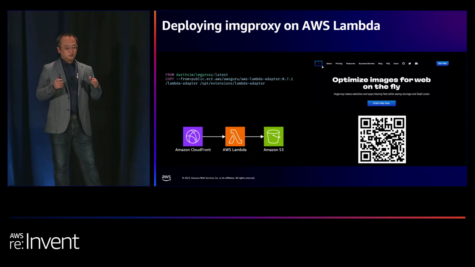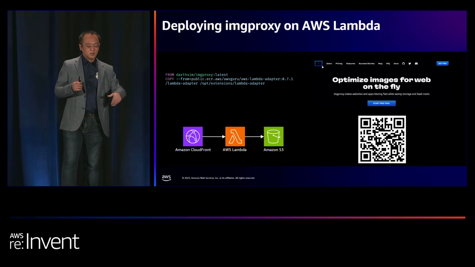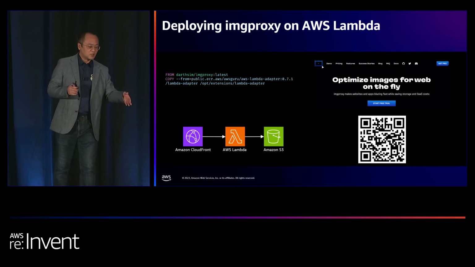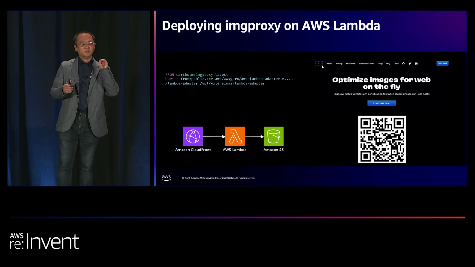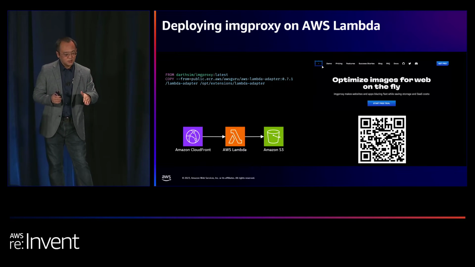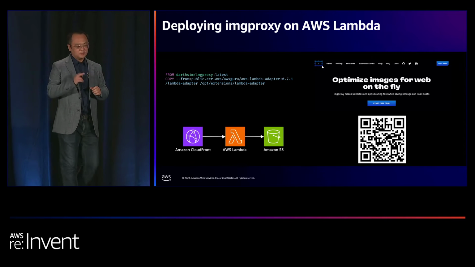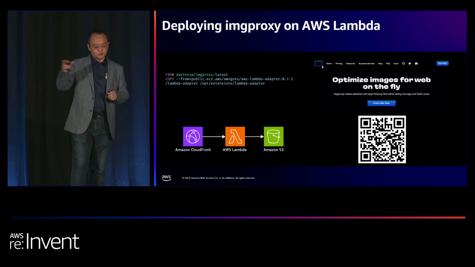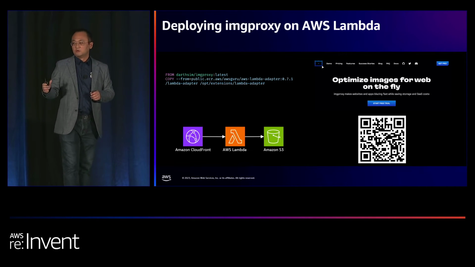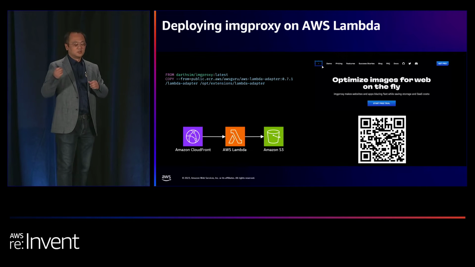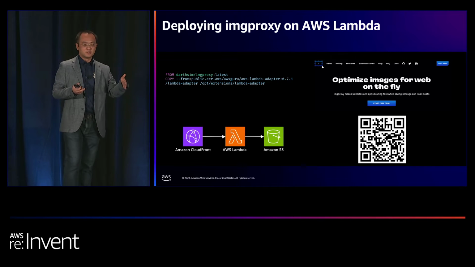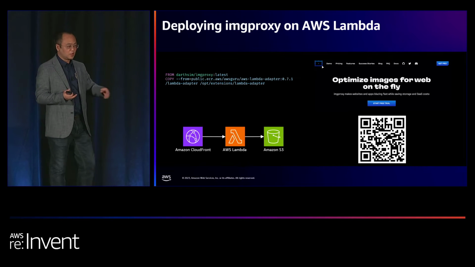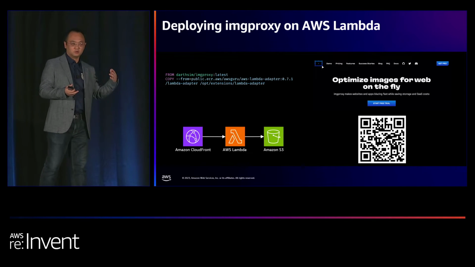So you can use a CDN, such as Amazon CloudFront, to request this IMG proxy, and IMG proxy will retrieve the original image from, let's say, S3, and resize it on the fly, and the results can be cached on the CDN, let's say CloudFront. You can cache it for a long time, let's say 1 year or even more.